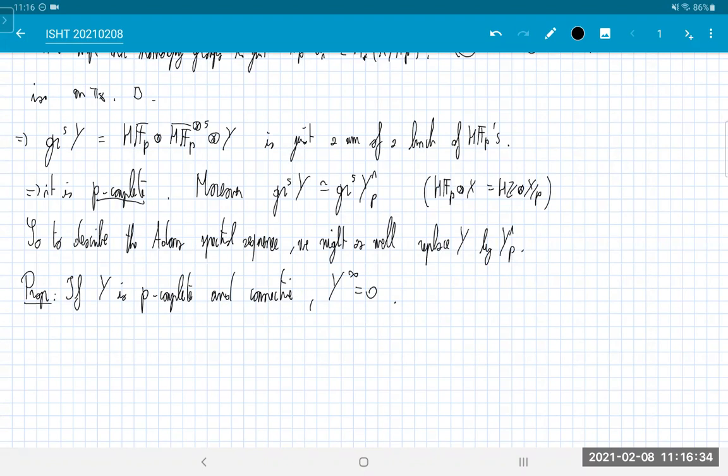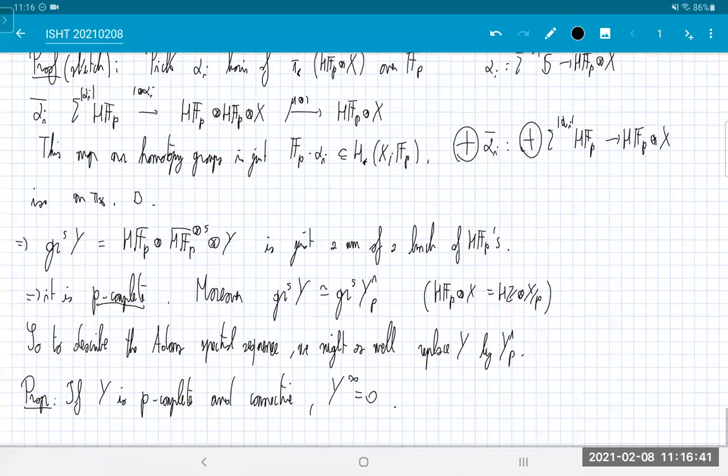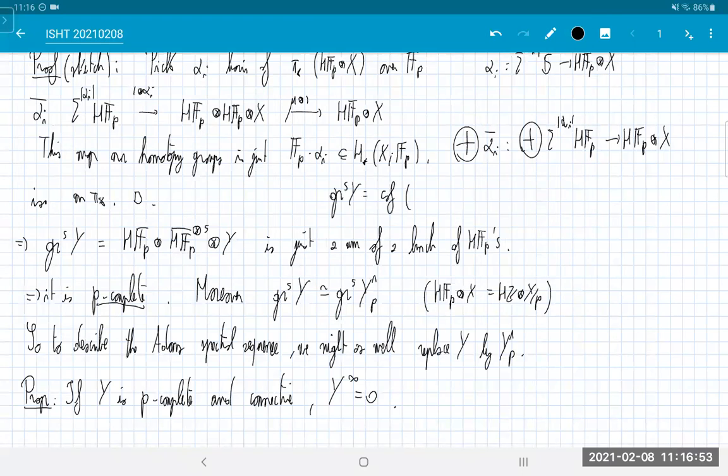Sorry, can you explain again why the associated graded of Y looks precisely like this? Well, it is HF_p tensor something. Sure. What is gr_s Y? It is the cofiber of the map HF_p bar tensor S^{s+1} tensor Y into HF_p bar tensor S^s tensor Y.